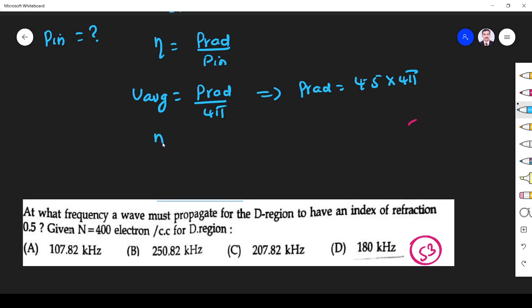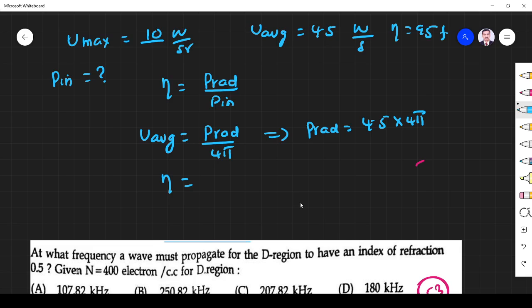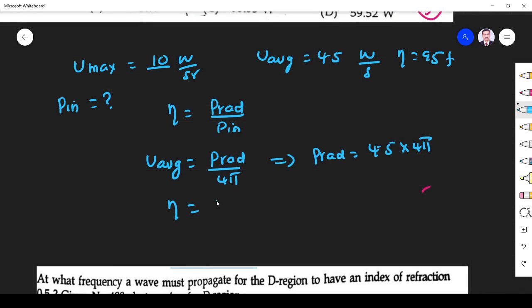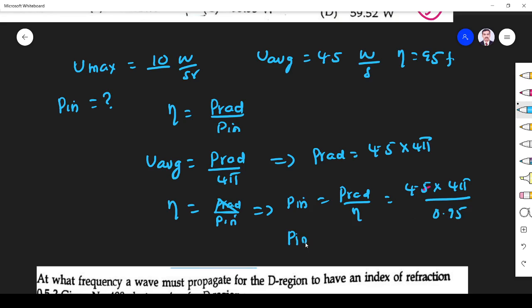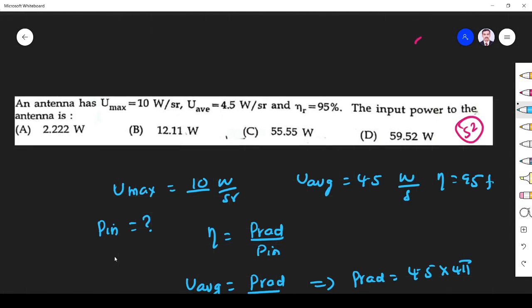Then eta is equal to P radiated by P in. This implies P in is equal to P radiated by eta, 4.5 into 4 pi divided by 0.95. So P in is equal to 59.52. So 59.52, option D is the right answer.